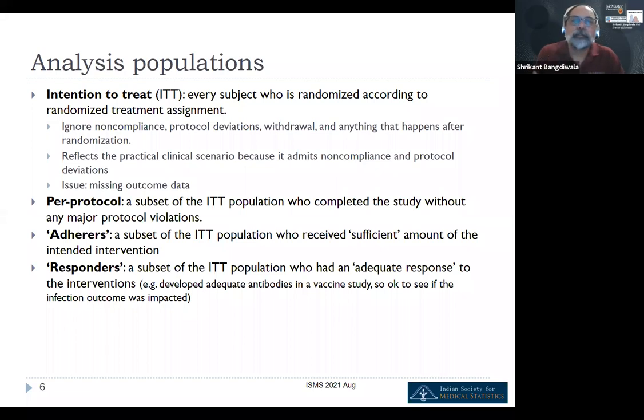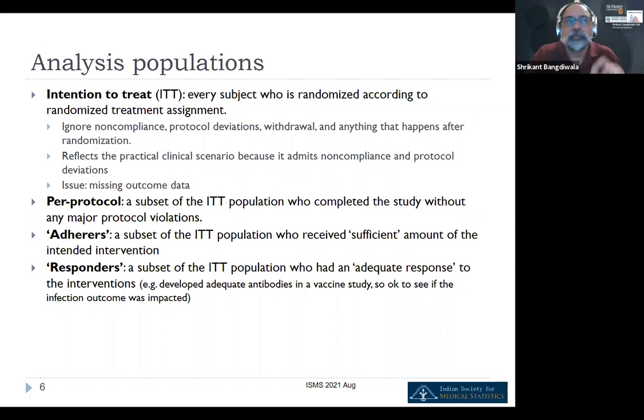So if they don't get adequate antibodies, then let's say you're studying whether they get infected or not, they're more susceptible to infection. So therefore, they're not really good people to evidence the efficacy of the vaccine, because they themselves are not a good body for proving this. Again, this is very subjective. It's up to the investigator to decide what is an adequate response. And so this varies, right? And it could be for other types, not just for vaccine studies, but for other studies as well.